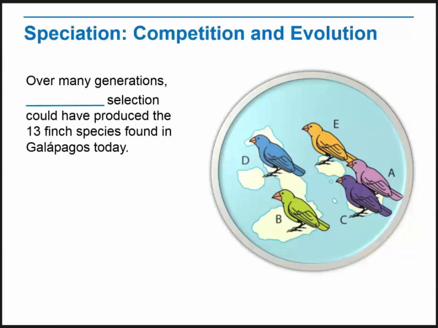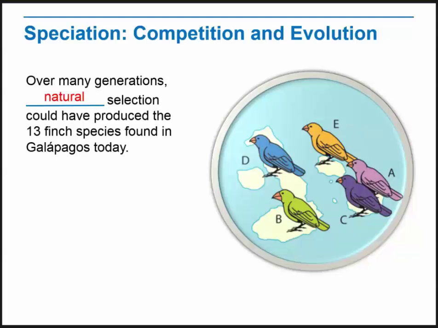These processes of geographic isolation, genetic change, and behavioral isolation could have repeated again and again across the Galapagos chain. Over many generations, natural selection could have produced the diversity among the 13 different finch species found there today. So how did selection lead to speciation? Likely, speciation among the finches resulted from various combinations of geographic isolation and differences in phenotype, specifically in beak size, which correlated with different food sources.